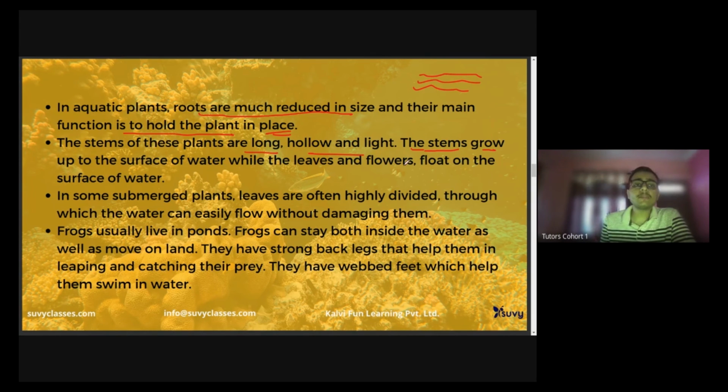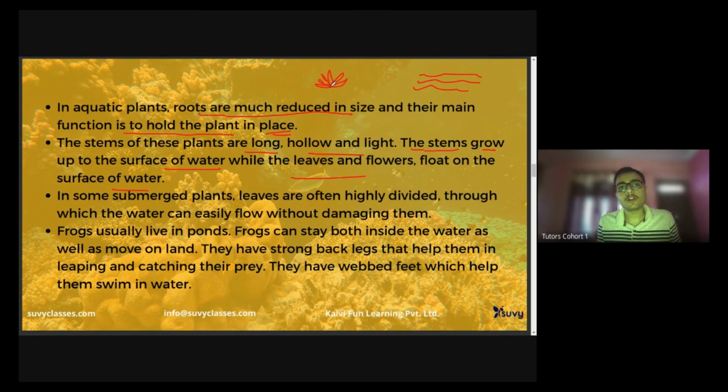Okay, so the stems grow up to the surface of water while the leaves float on the surface of water. That was the reason the stem should be long, light in weight, and hollow, so that they reach the surface, and when the flower blooms it should be on the surface. For example, lotus, right? You might have seen a lotus flower that blooms on the surface of water.